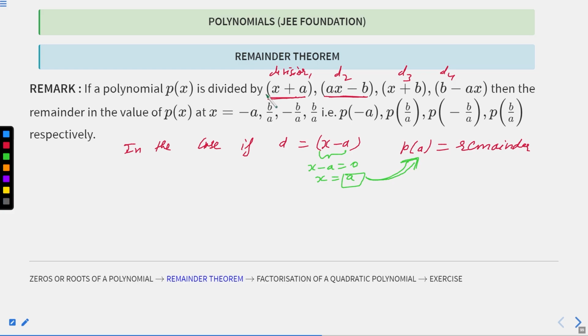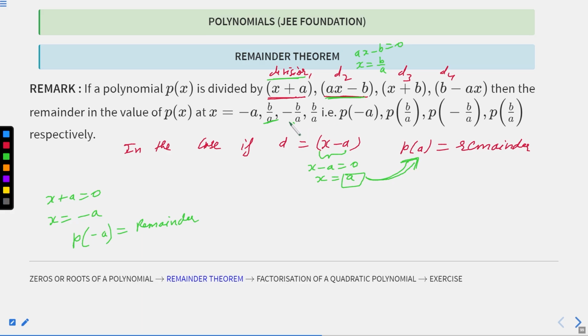So applying the same logic here, in x plus a equals 0, x is equal to minus a, so p of minus a will give me the remainder if only x plus a is my divisor. In this case, put ax minus b equals 0 and solve for x, you will get b by a. So b by a is my remainder. I hope you are getting what we are doing. I hope this is very clear to you.